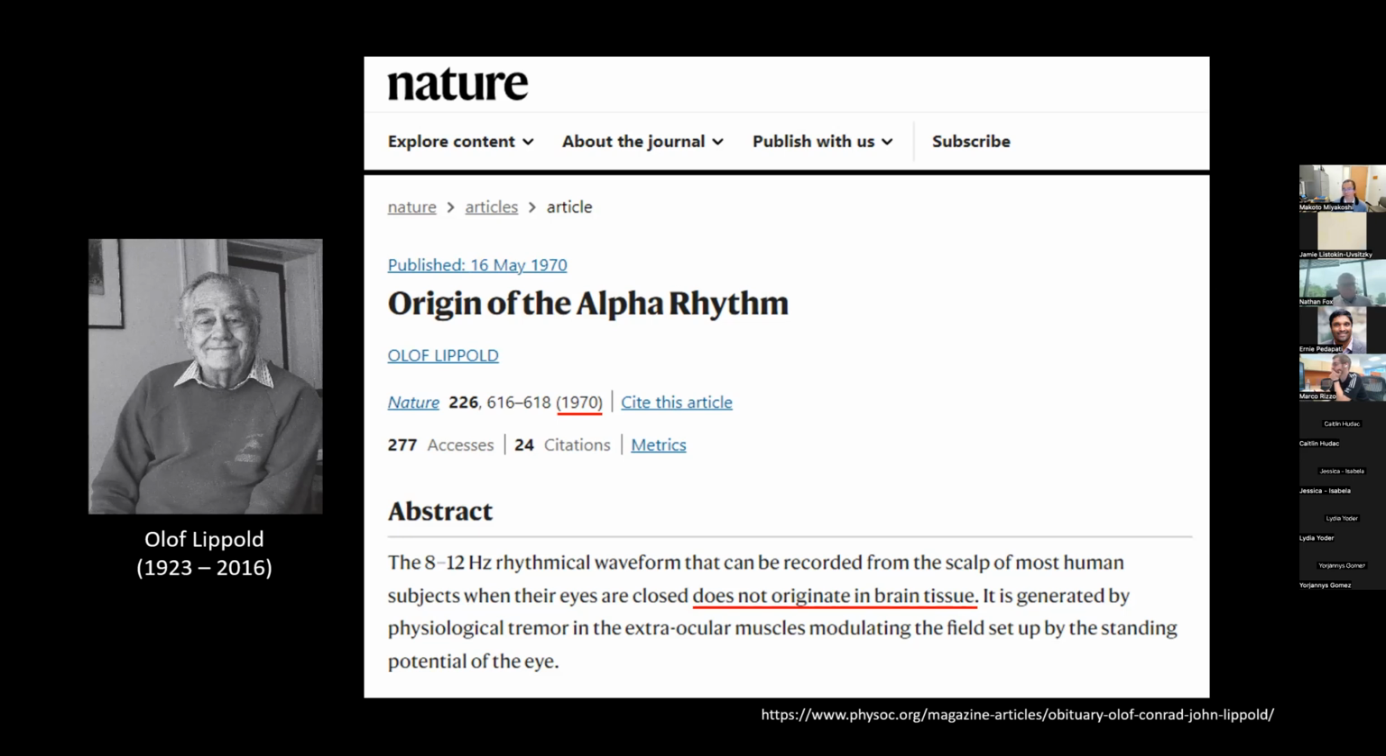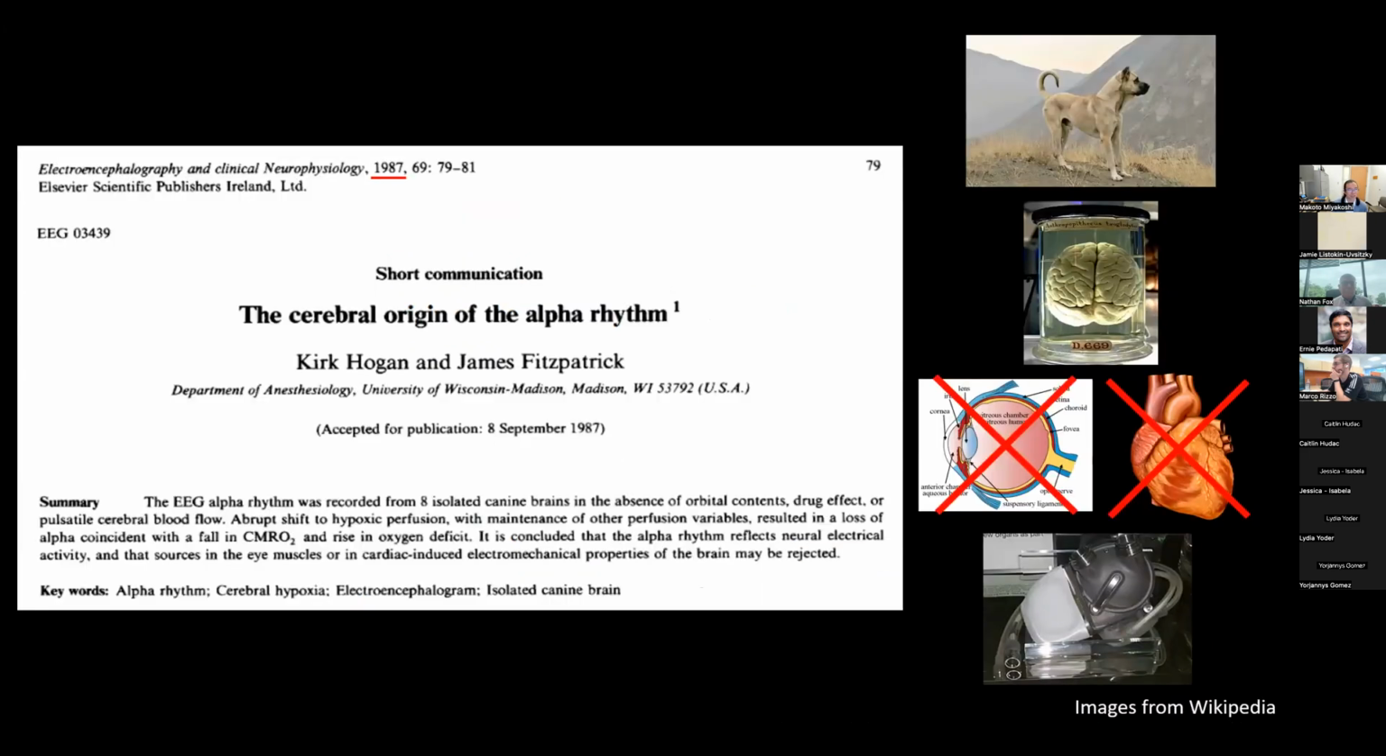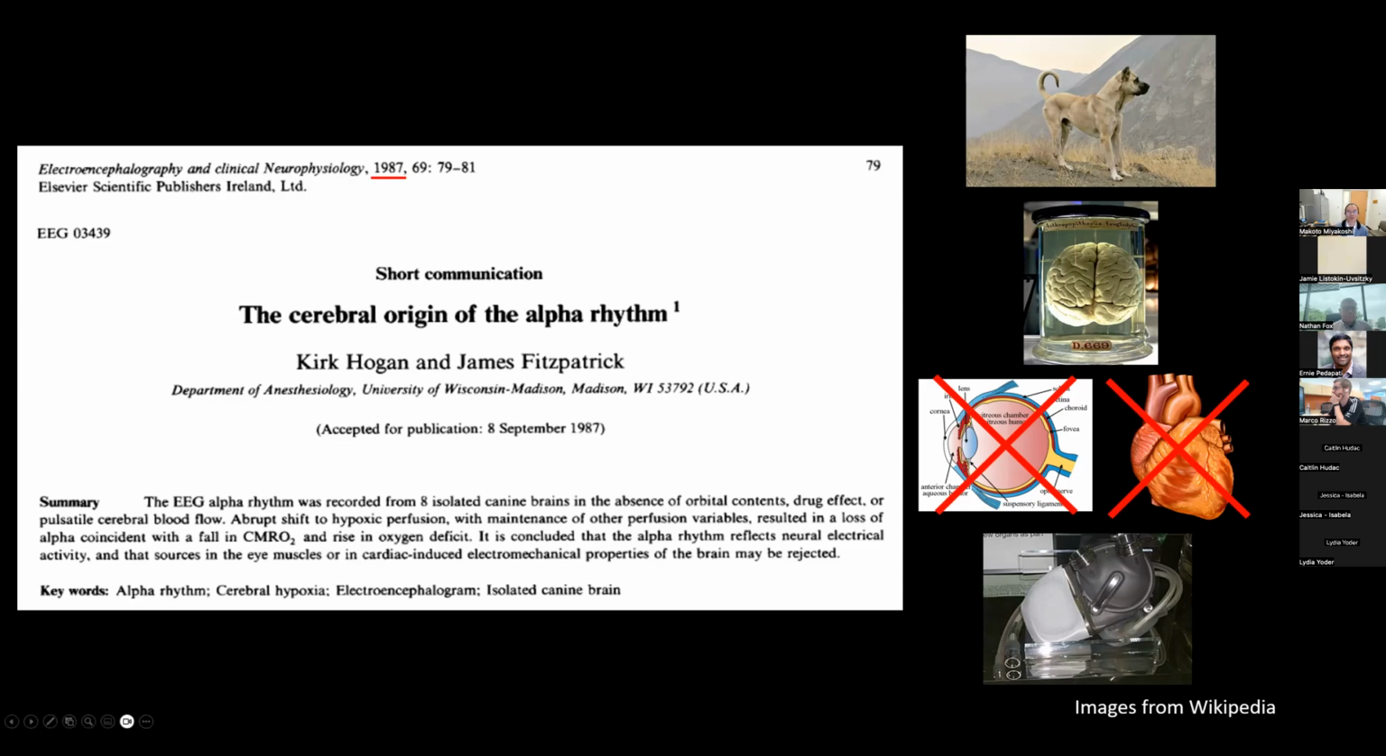said that this EEG alpha, what you call, is actually not of brain origin. He said this is actually from the eyes. And this was the 70s. And much later, in like 1987, there was the final definitive proof that EEG signal is from the brain.